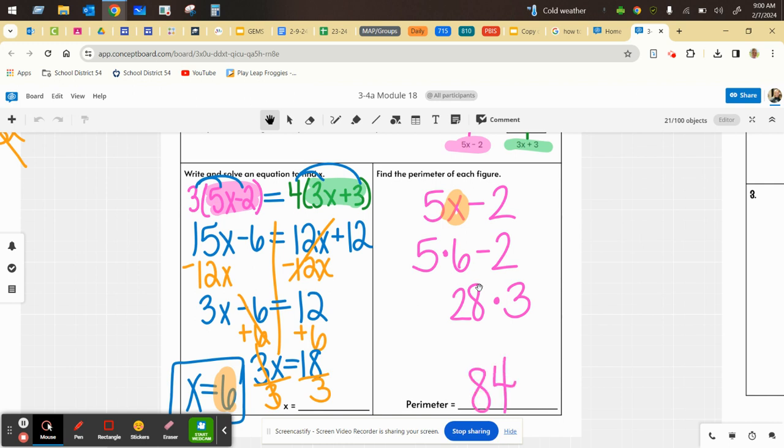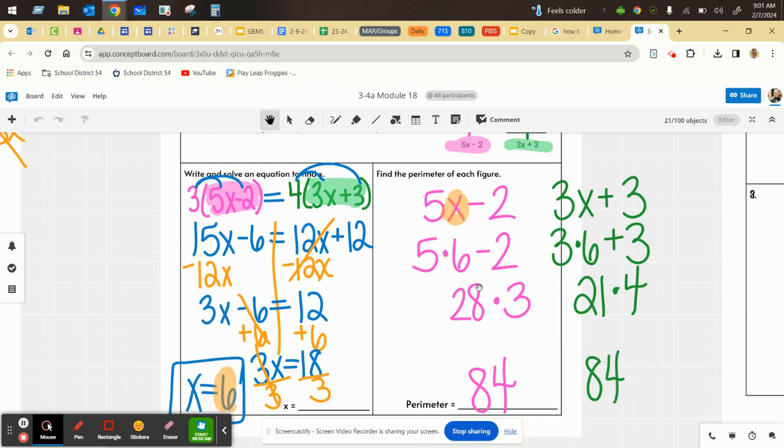So we could have done the same thing with the square. I mean, we still can. It's always a good way to check to make sure you did it right. So if the square is 3x plus 3, again, x is 6. So 3 times 6 is 18. 18 plus 3 is 21. Square has 4 sides, so it's 84. So that's also a good way to check and make sure we solved the correct value of x.